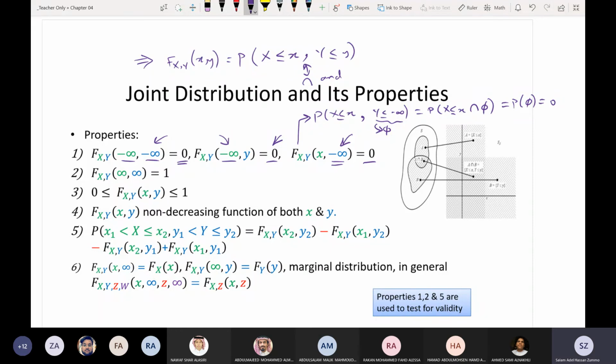Similarly, I can ask what is the probability, what is the CDF evaluated at infinity and infinity? This is equal to the probability that x is less than or equal infinity and y is less than or equal infinity, right? But when is x less than or equal infinity? All the time, the whole sample space. And y less than infinity is the whole sample space, which gives you 1. So this is S intersect S, which is 1.